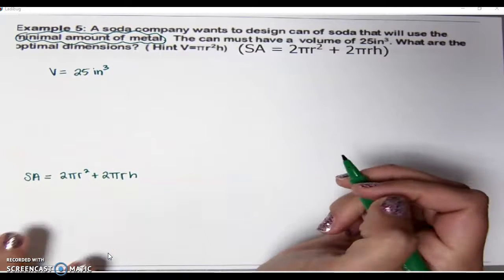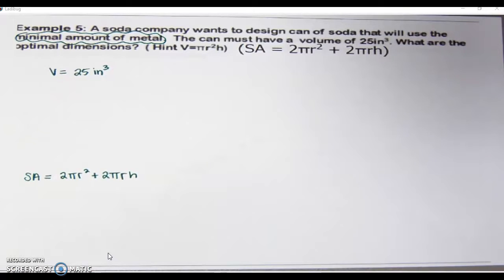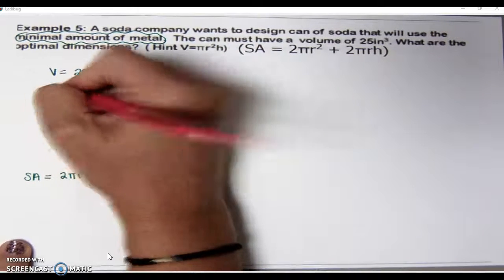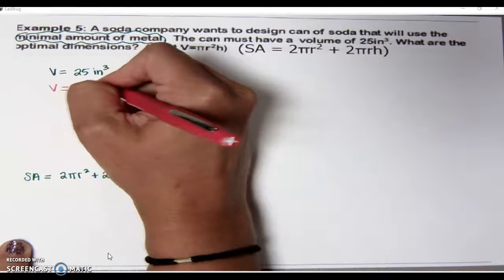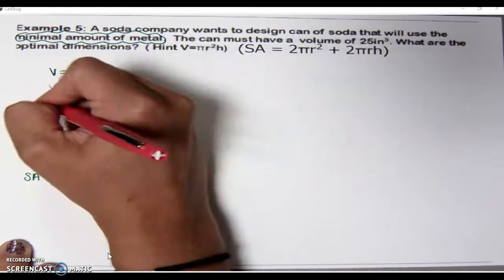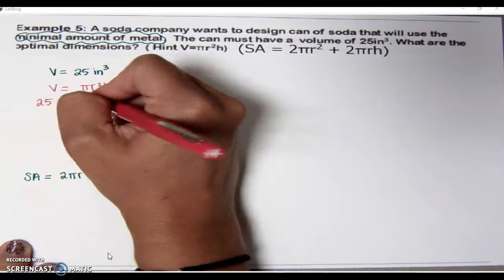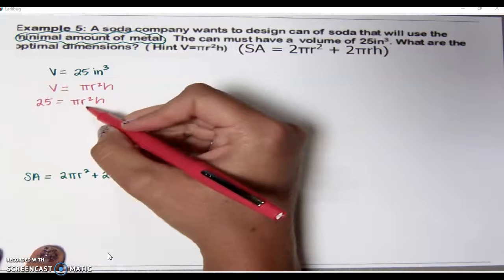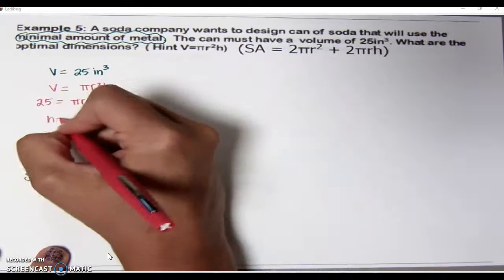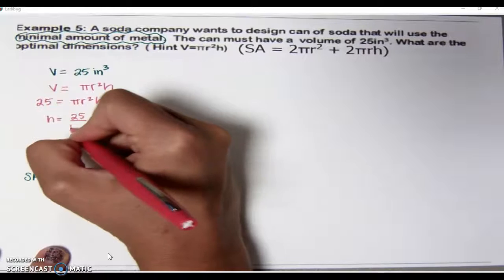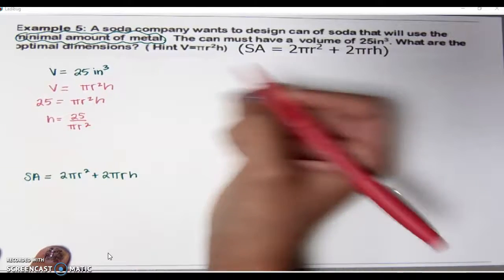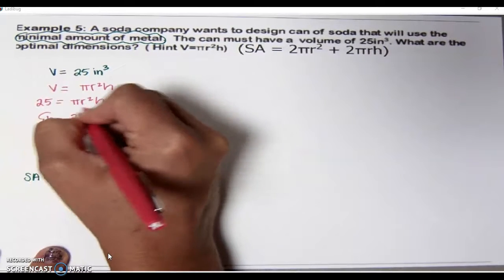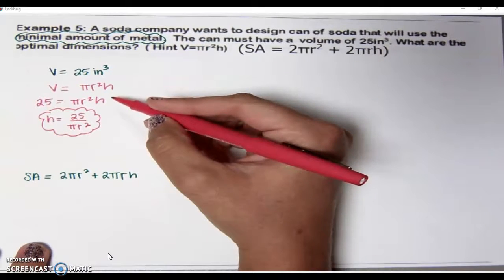In order for us to be able to find the minimum of this, we're going to have all the same variable here. So we're going to have to use that volume. And if you see, the volume formula here is pi r squared h. And we know the volume is 25. Now, you could really solve for either one. I'm going to solve for h because it's going to be easier than having to take the square root. So if I solve for h, it's going to be 25 divided by pi r squared. Okay, so the volume was just given so that you could get one of your variables and solve for it.